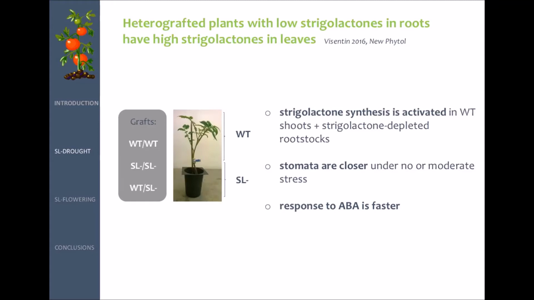And in fact, also the molecular and physiological phenotype of this grafting combination is consistent with the model that I explained before, because strigolactone synthesis is activated in these wild-type shoots more than when the wild-type shoot is onto wild-type roots. And stomata are closer because sensitivity to ABA is higher in the guard cells of these leaves. So keep this information in mind, because this is a kind of plant that we've been using also for other purposes, and they can be seen as, so to say, complementary and opposite to strigolactone-depleted plants for certain aspects.